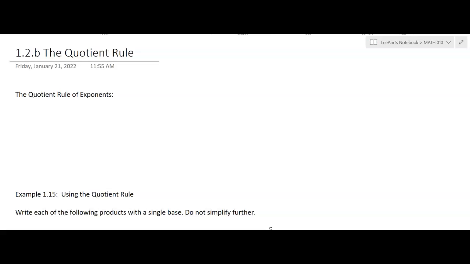So now we have the quotient rule. So let's say you have x to the 7th over x squared. Well, then what you really have is x times x times x times x times x times x times x, 4, 5, 6, 7, right? And then over x times x.